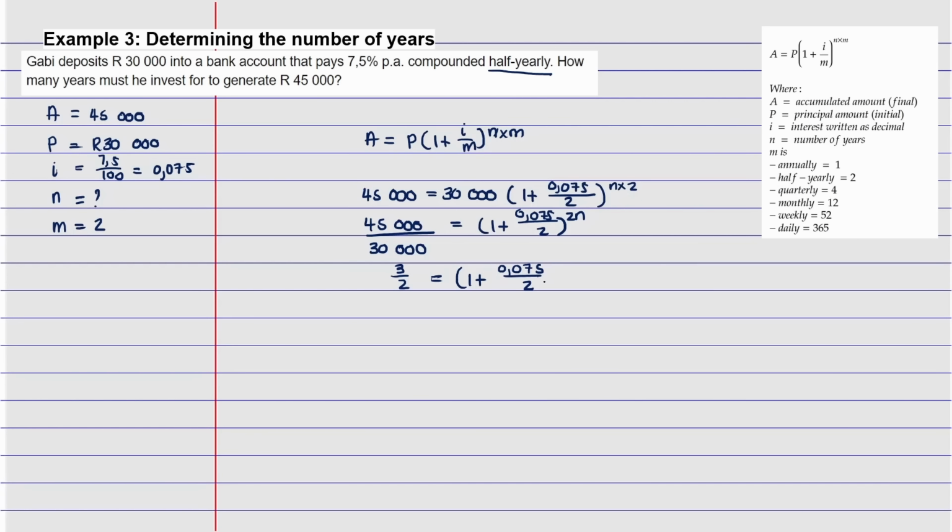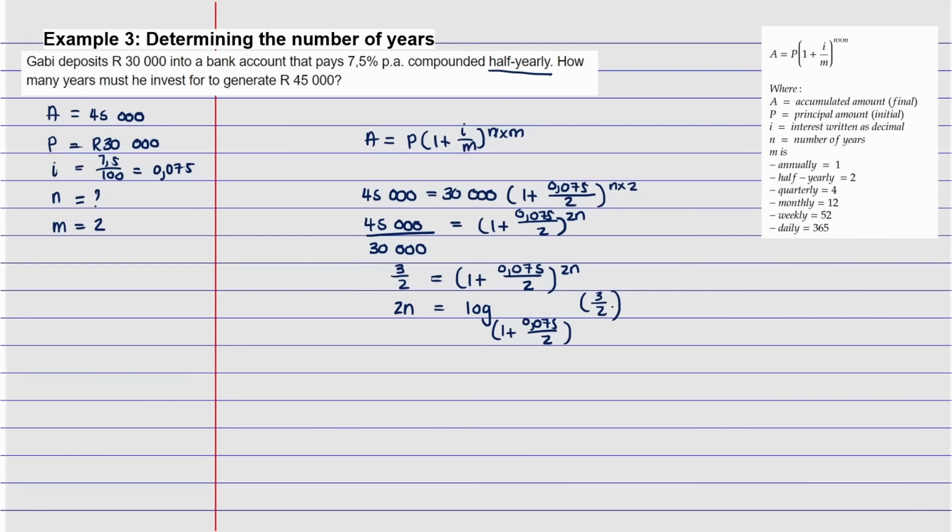0.075 divided by 2. Since what we want is in an exponent, we need to use log. So 2n goes to the other side, then we have log. Our base is this whole thing, 1 plus 0.075 divided by 2, and next to the log goes 3 divided by 2.